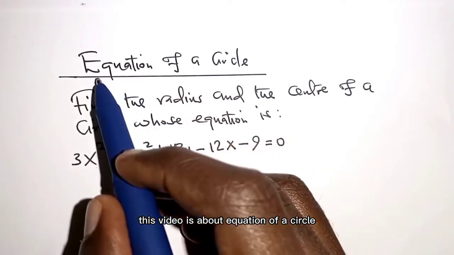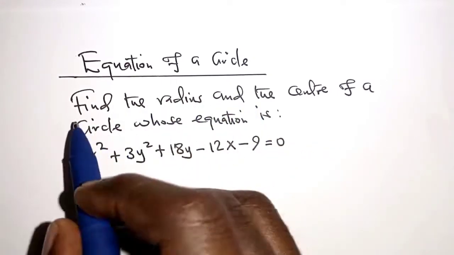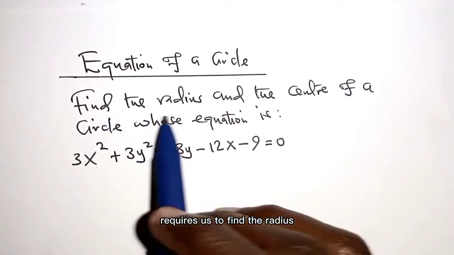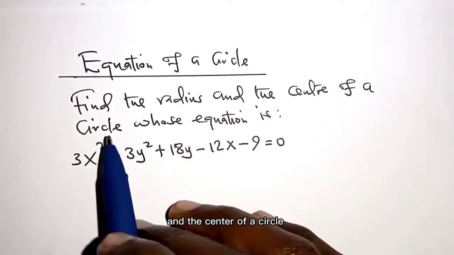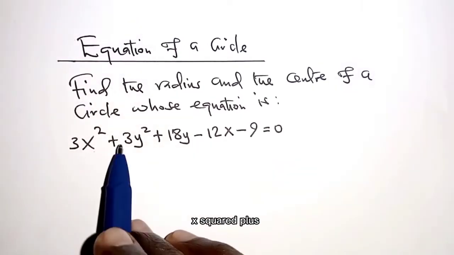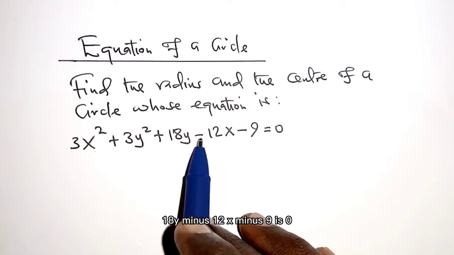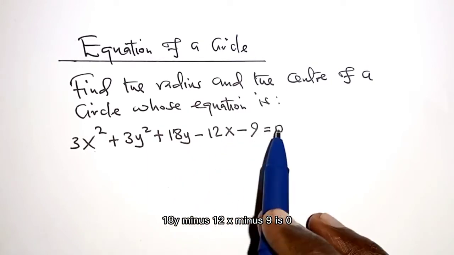This video is about the equation of a circle. The equation we have here requires us to find the radius and the center of a circle whose equation is given as 3x squared plus 3y squared plus 18y minus 12x minus 9 is 0.